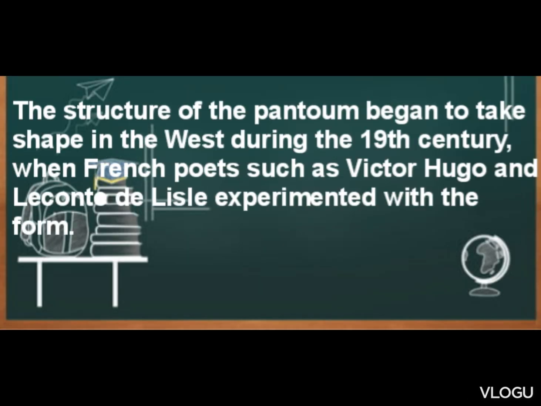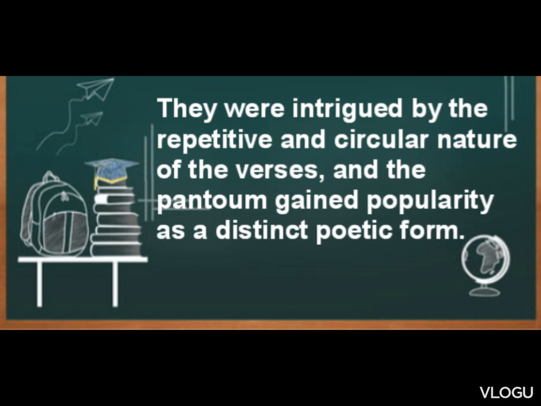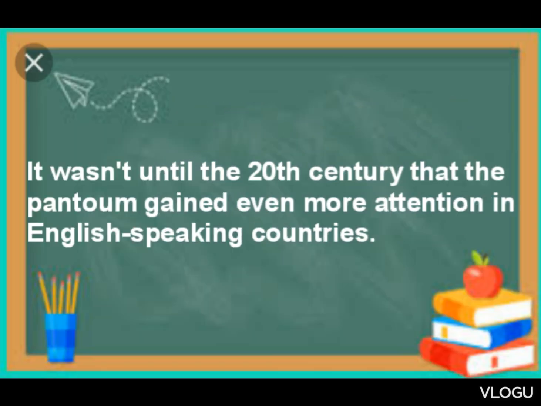The structure of the Pantoum began to take shape in the West during the 19th century, when French poets such as Victor Hugo and Leconte de Lisle experimented with the form. They were intrigued by the repetitive and circular nature of the verses, and the Pantoum gained popularity as a distinct poetic form. It wasn't until the 20th century that the Pantoum gained even more attention in English-speaking countries.